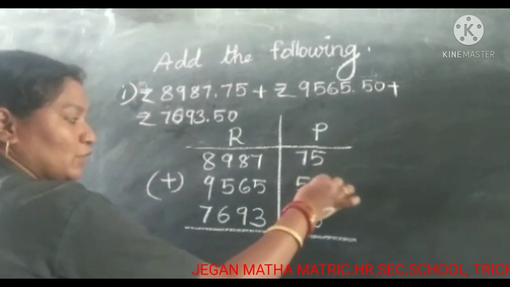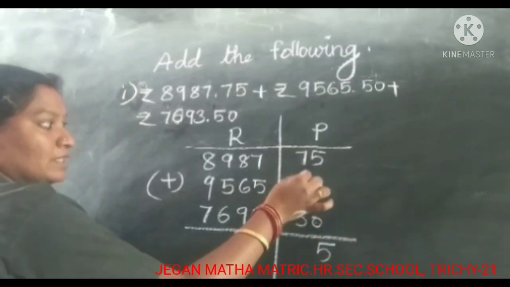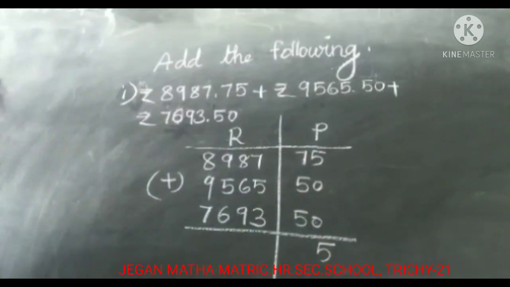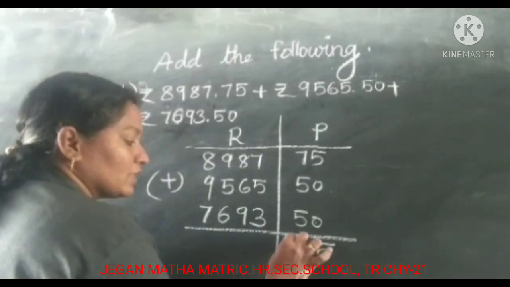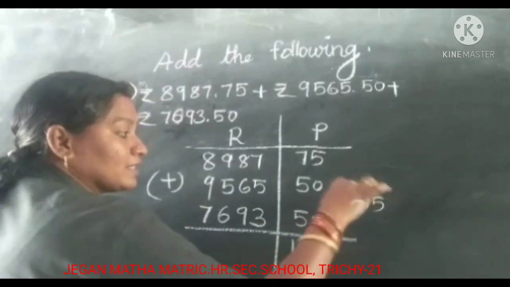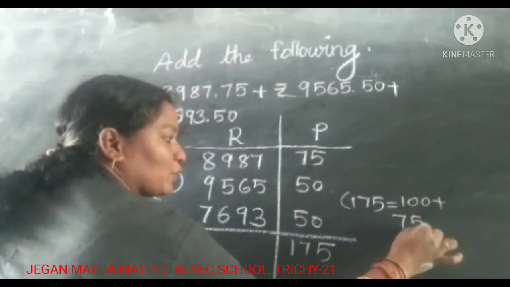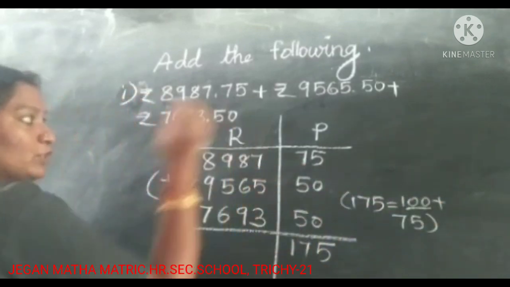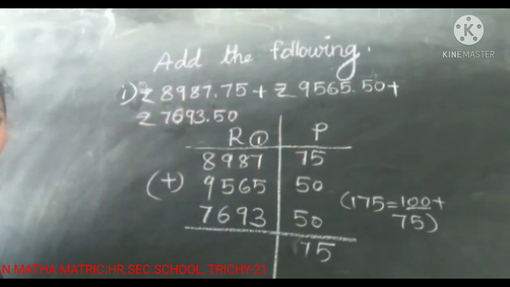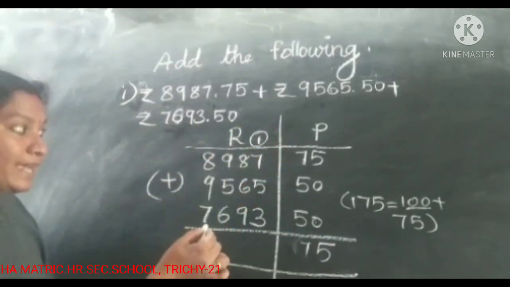So 5 plus 0 plus 0 is 5; 7 plus 5 is 12; 12 plus 5 is 17. So 175 paise, which is 100 plus 75 paise. Here we split the amount: this 100 paise is converted to the rupee side. So 1 rupee is carried over to the rupees side.